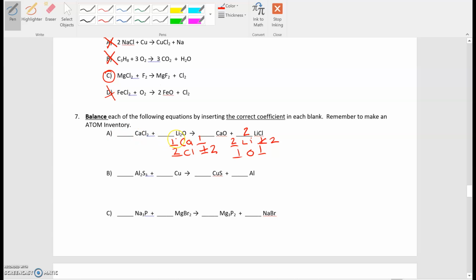You can leave these spots blank, or you can put 1s in them if you don't like blank spaces, but that's up to you. I'll typically just leave them blank. Can you please pause the video and try B and C on your own?